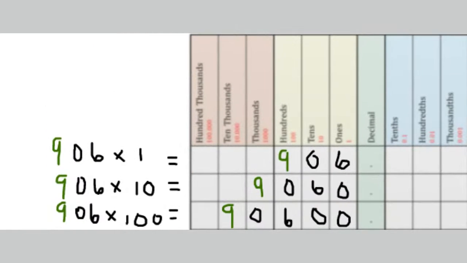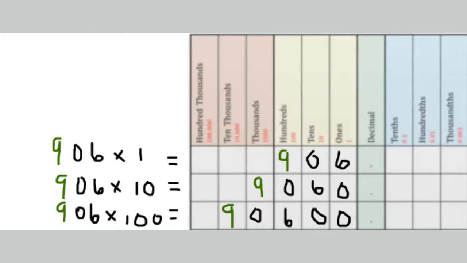So here we have 906 times 100, which will be 90,600. And now our 9 is in the 10,000s place. From our original problem, 906 times 1, our 9 has now shifted over 2 place values to the left, to the 10,000s.